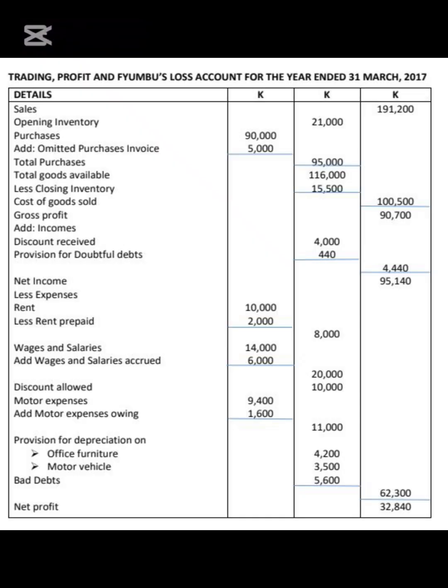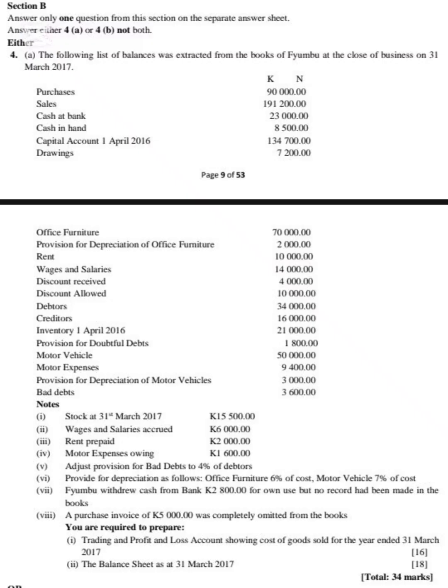So now the cost of goods available, we reduce it by the closing inventory or the closing stock that we have at 31st March 2017, and that is only found in the notes, in the adjustments. So you need to differentiate between the opening stock and the closing stock. The opening stock is the one which has the date which is smaller than the other date. So here we have 2016, then the other one has 2017.